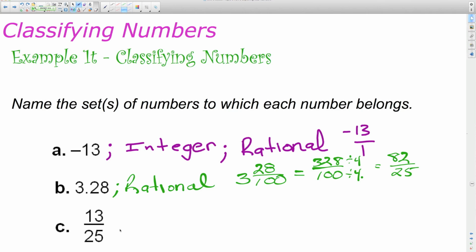Now, part C, we should clearly be able to see that this is a rational number, and that it's not natural, and it's not a whole number, and it's not an integer. It's clearly a fraction, 13 over 5, where a is 13 and b is 25.